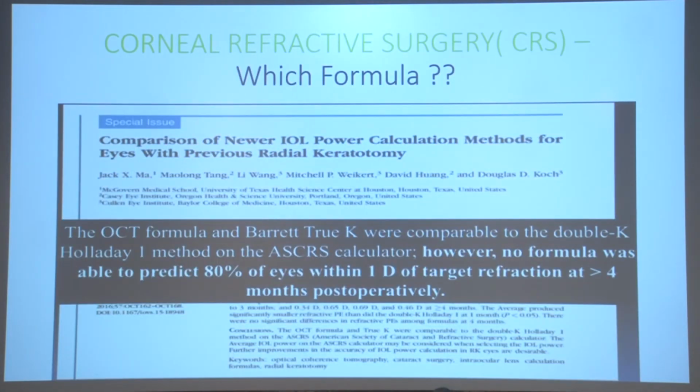Again, coming to this paper, which says that the OCT formula and the Barrett True K were comparable to the double K Holladay 1 method on the AIOC calculator. However, no formula was able to predict 80% of eyes within 1 diopter of target refraction at more than 4 months post-operatively.